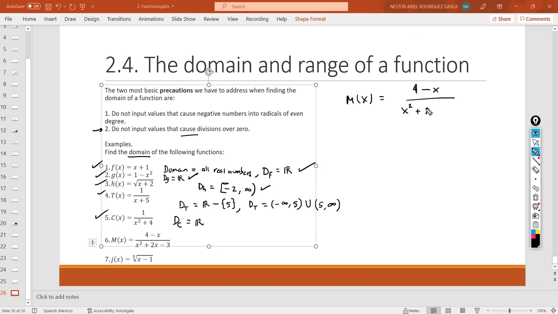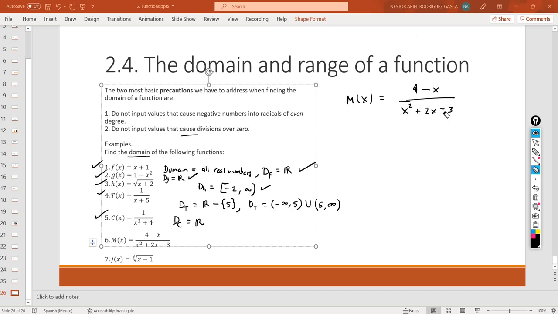Like this. Okay. And once again, when we have the variable in a denominator, we have to take this precaution. This one, the first, no, sorry, it's the second one. Do not input values for the variable that will cause divisions over 0.